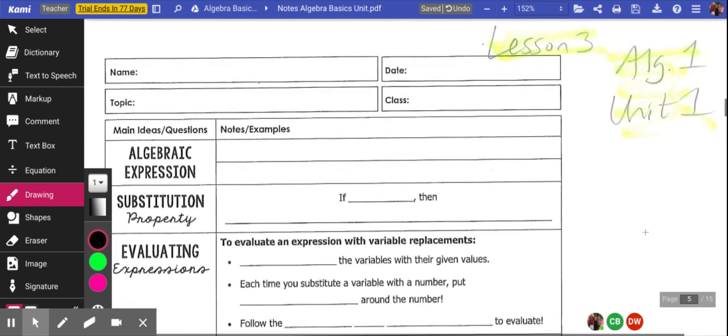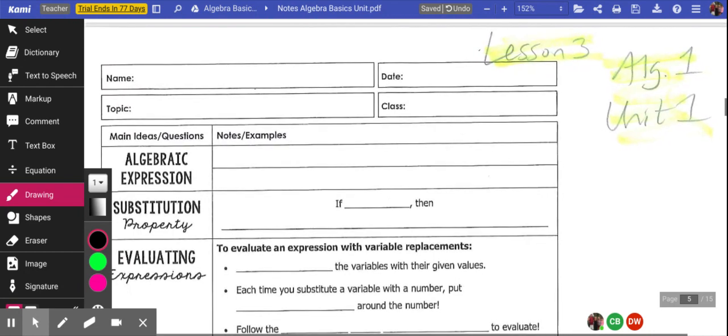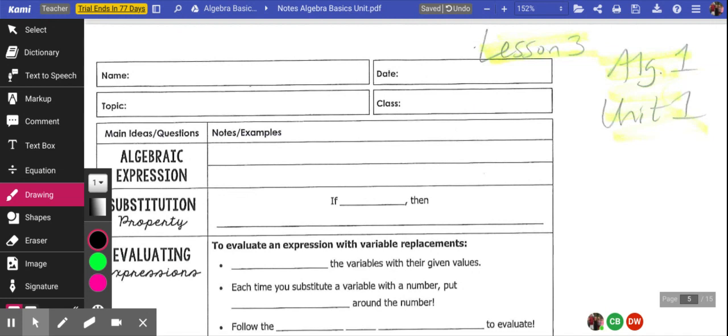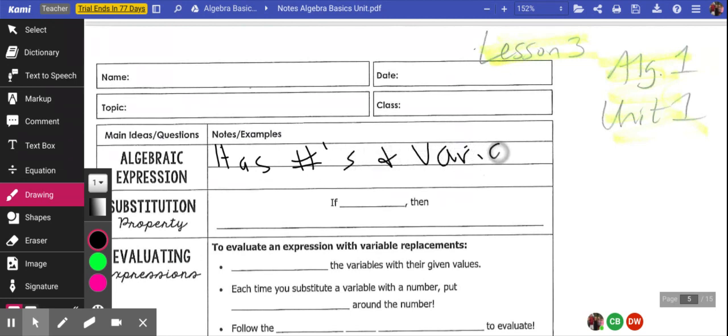Okay, so lesson 3 has to do with algebraic expressions and substituting in letters and using the numbers. An algebraic expression is just a term that has numbers, I'm going to use the number symbol, and variables. For example, 3x would be an algebraic expression.